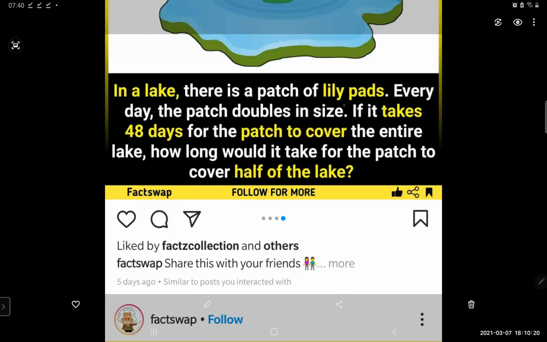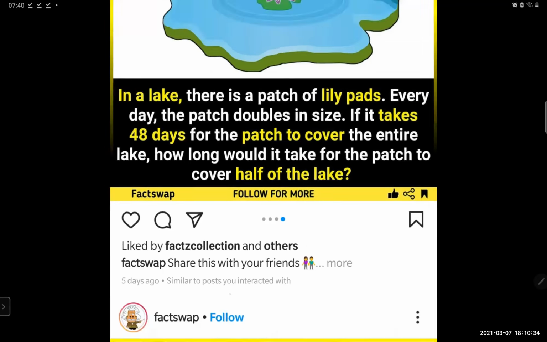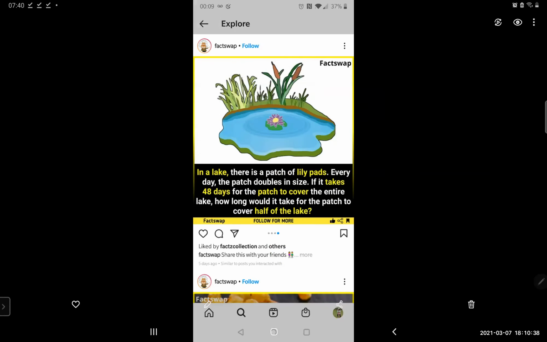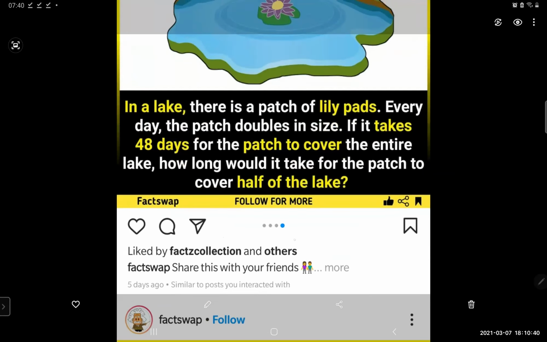In a lake, there is a patch of lily pads. Every day, the patch doubles in size. If it takes 48 days for the patch to cover the entire lake, how long would it take for the patch to cover half of it? 47 days. Sir, can you please tell me how you got to 47?